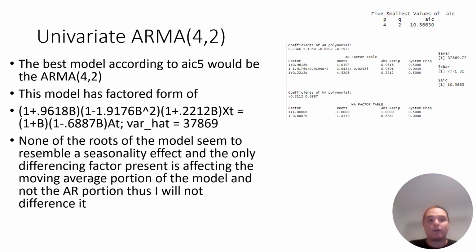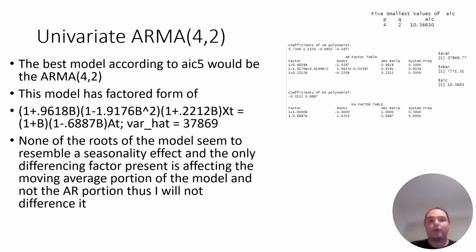So in trying to find out which model will best represent the time series that we have, I ran the AICs of the top 5 potential models, and the lowest AIC was a 10.56 for an ARMA 4,2 model. And so I will be proceeding.